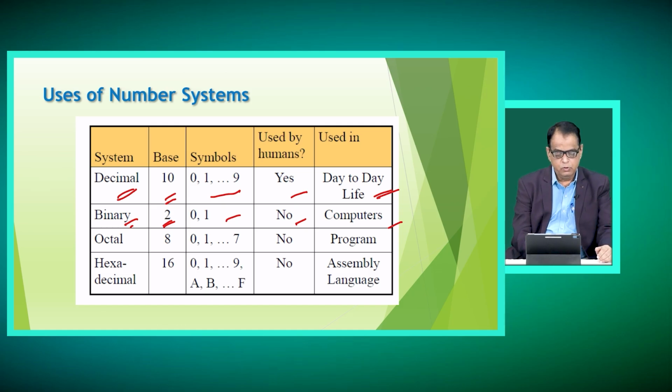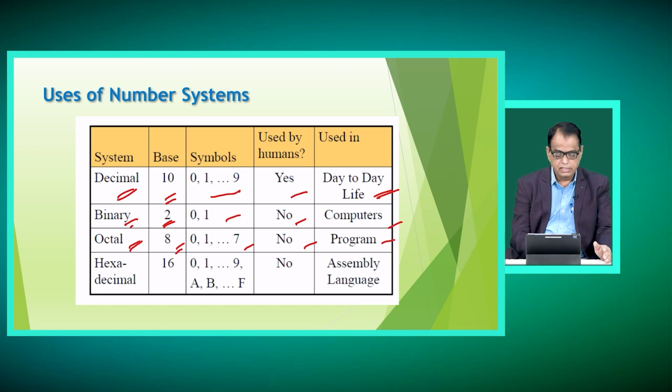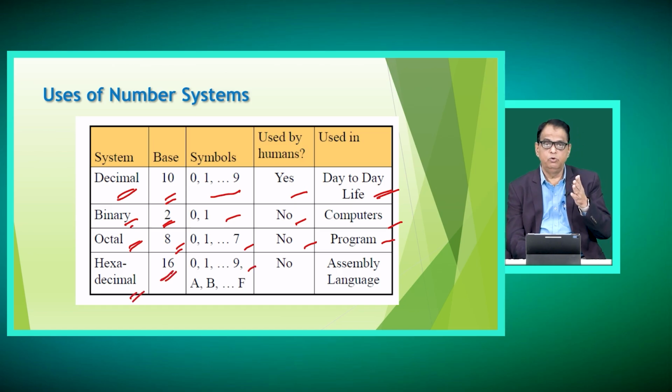Then we can make use of the octal number system, where the base is 8 and the symbols are from 0 to 7. It is not used by us, but you can make use of it in programs. The hexadecimal number system has a base of 16. It has the basic symbols from 0 to 9 and A to F. It is not used by us, but it can be used while writing assembly language programs.